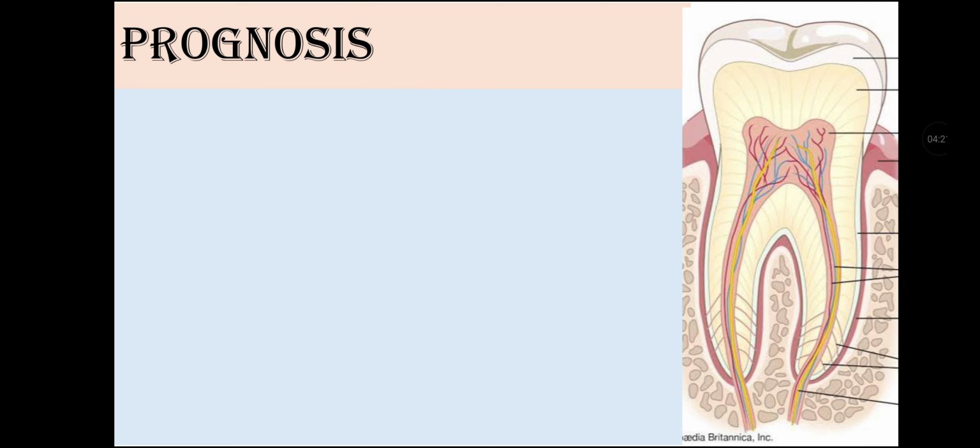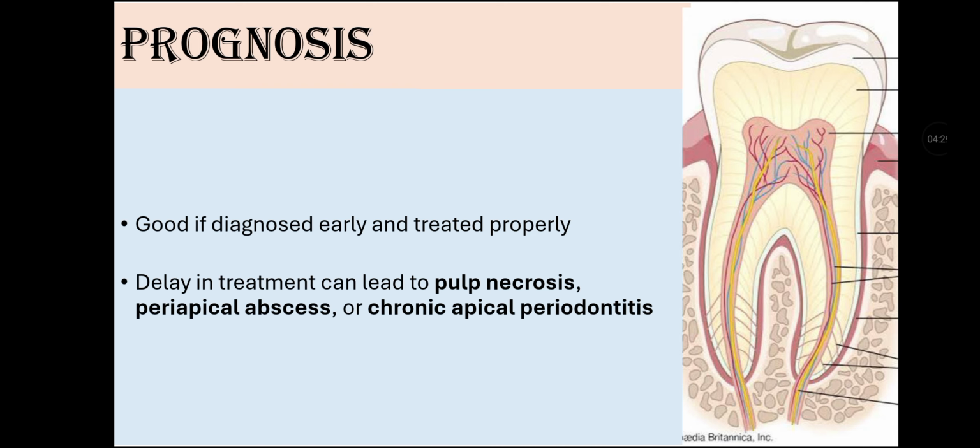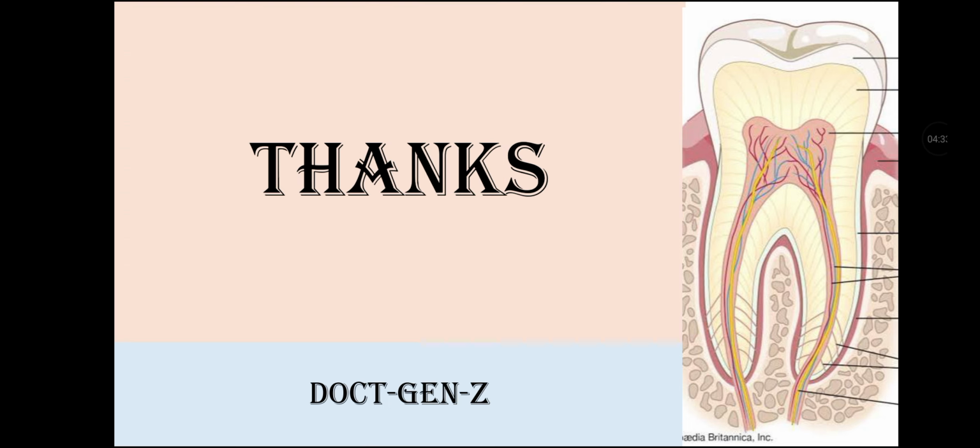Now let's talk about prognosis of chronic pulpitis. Prognosis of chronic pulpitis is good, especially when diagnosed early and treated properly. And delay in treatment can lead to pulp necrosis, periapical abscess, or chronic apical periodontitis.